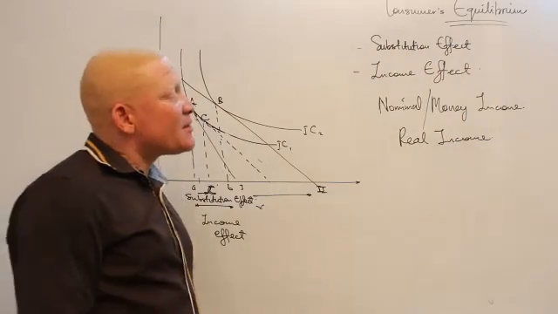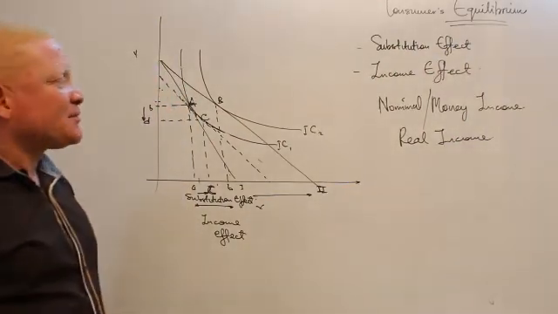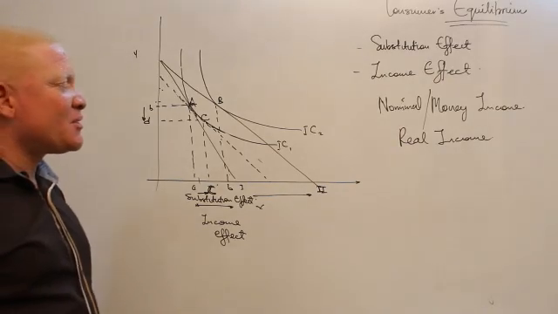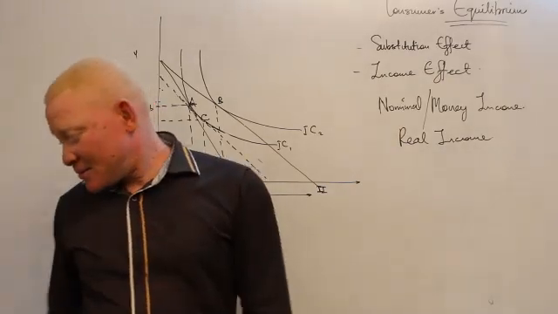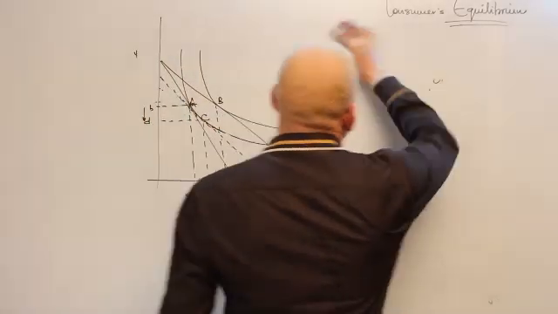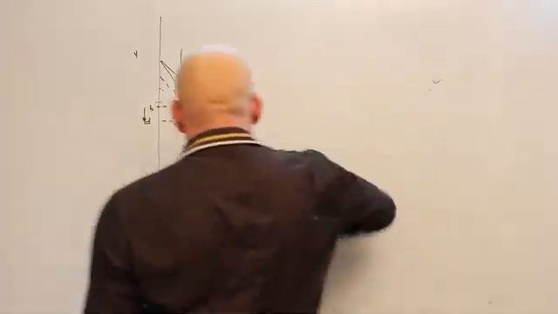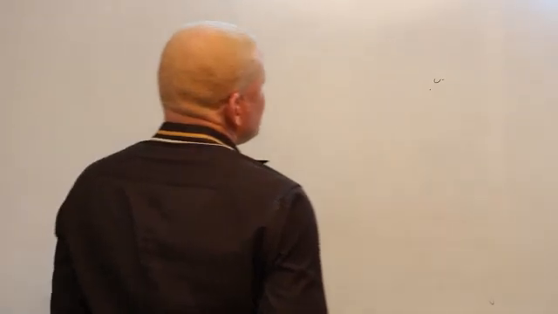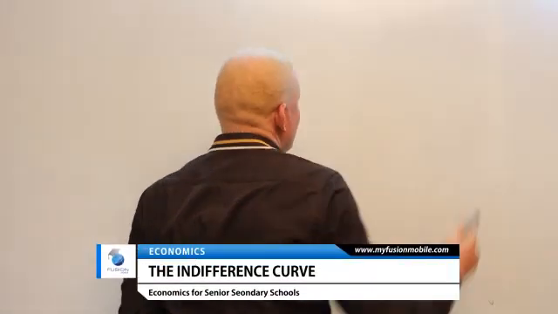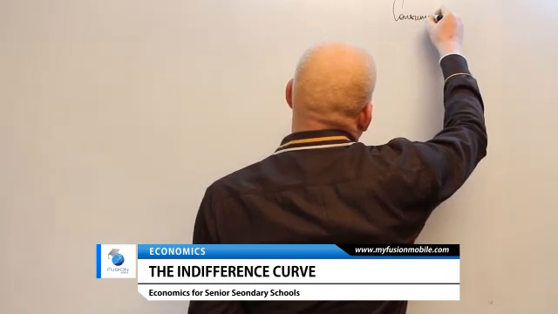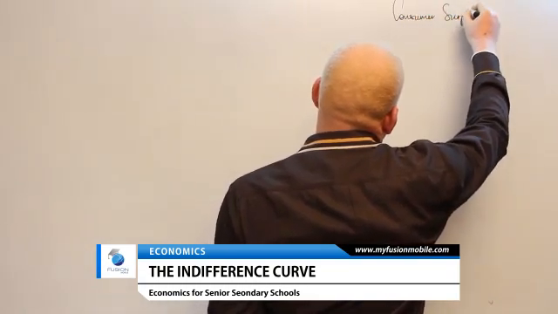Now, that is about the consumer's equilibrium, the income and substitution effects. The last on consumer behavior, you have the consumer surplus.